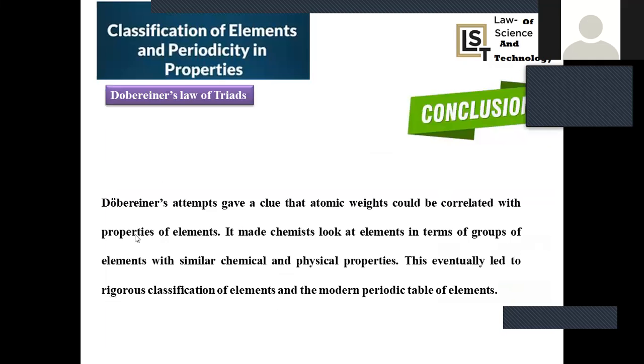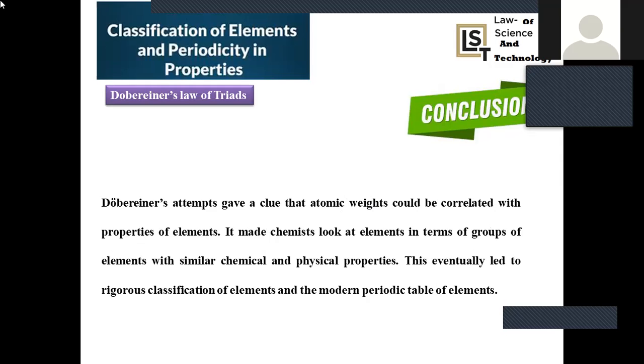Now, what is the conclusion? Dobereiner's attempts gave a clue that atomic weights could be correlated with the properties of elements. So atomic weight is the main criterion to classify all the elements in the periodic table. That is the main assumption provided by Dobereiner. It made chemists look at elements in terms of groups of elements with similar chemical and physical properties. Whenever a new element was introduced, scientists had a tendency to place it into different groups. That kind of group assumption was given by the Dobereiner triads.